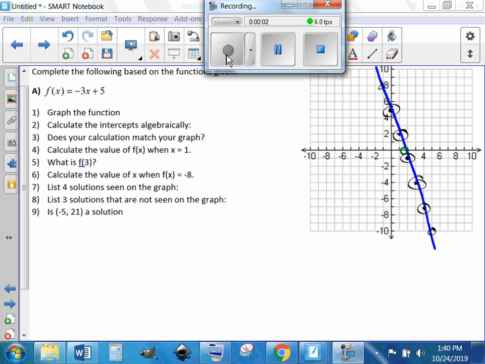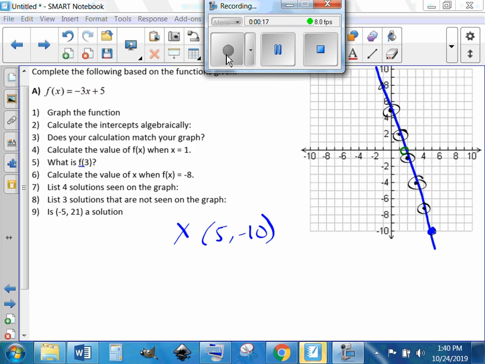Three solutions not seen on the graph. One way I like to do this is to look at one solution near the end of the graph, like this solution (5, -10). Now this is seen on the graph, so this isn't one of the answers.